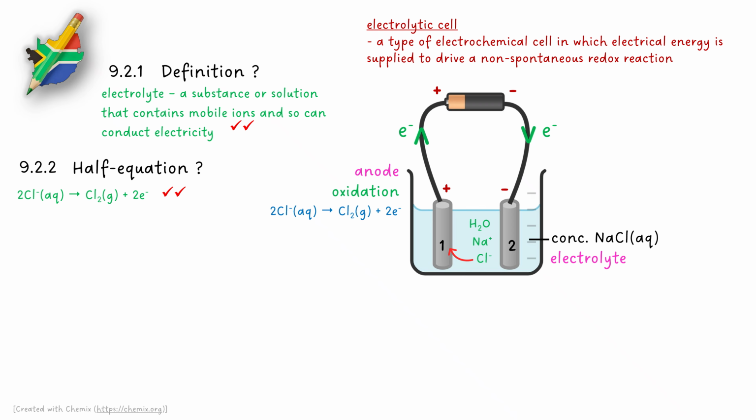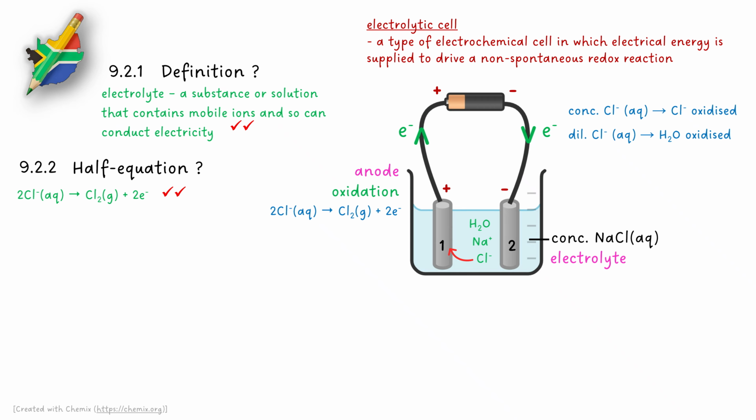Now, water itself can also be oxidized. However, since the solution is concentrated, there are a lot of chloride ions in solution, and they therefore get oxidized instead of water. If the solution was dilute sodium chloride, then there would be a low concentration of chloride ions, and water would be preferentially oxidized. Further explanation than this is not required at school level.